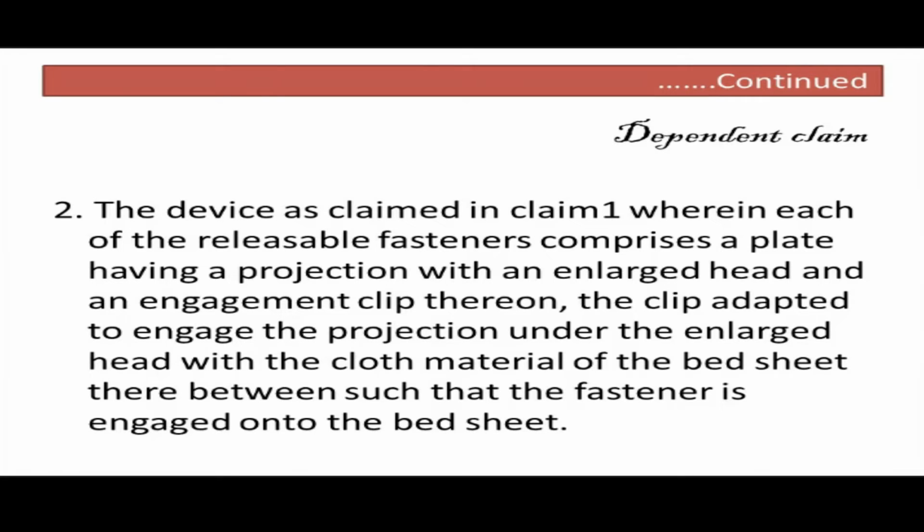The device claimed in claim number one, wherein each of the releasable fasteners comprises a plate having a projection. So what happens here is, it is referring to the first claim, which is an independent claim, and this speaks about another incarnation, another form based on this. So basically the device is the same, but it can be made in a different form also. So this second one, which makes a reference to the first one, depends on the first one. So this is known as a dependent claim.